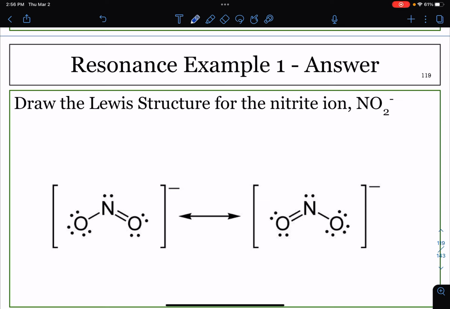So here's the structure shown. This is the same answer here for NO2-. We have the structure shown in a trigonal planar or bent molecular shape. The Lewis structure doesn't have to show the shape, but this is a more accurate showing of what the geometry of this molecule looks like.